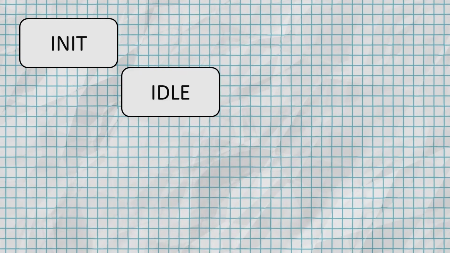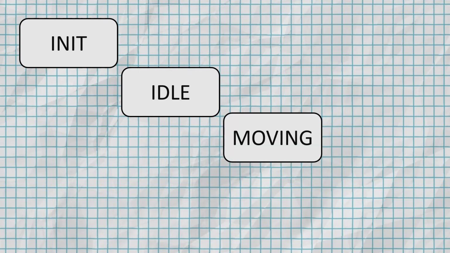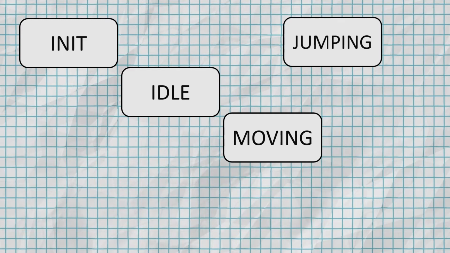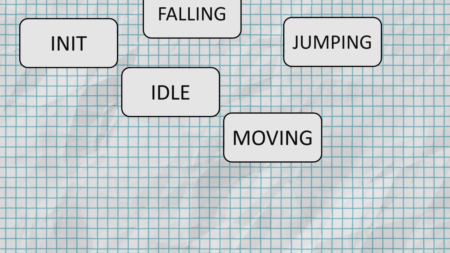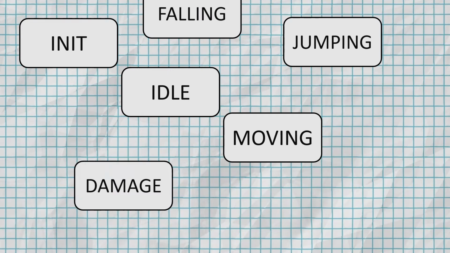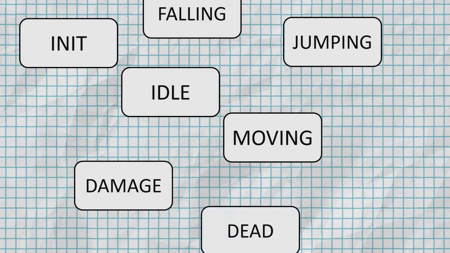In our case, we have thought of the following states. Init, that is called the first time the player is created. Idle, for when the player is not doing anything. Moving, for when the player is moving right and left. Jumping, for when the player is jumping. Falling, for when the player is falling from a jump or from a platform. Damage, for when the player is taking damage. Dead, for when the player has been killed and the game needs to restart.